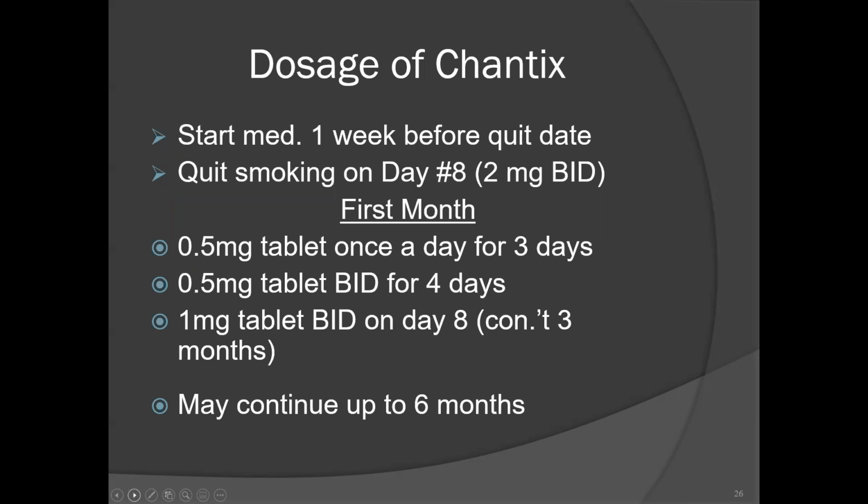Dosage: you start the med in advance. If you want to emulate that feel good and start to block those receptor sites, you're starting about a week before the quit smoking date. So you're looking at 2 milligrams BID. And then for the first month, you're splitting up, so 0.5 milligram once a day for 3 days, and you're ramping upward. And it can be continued for up to 6 months.